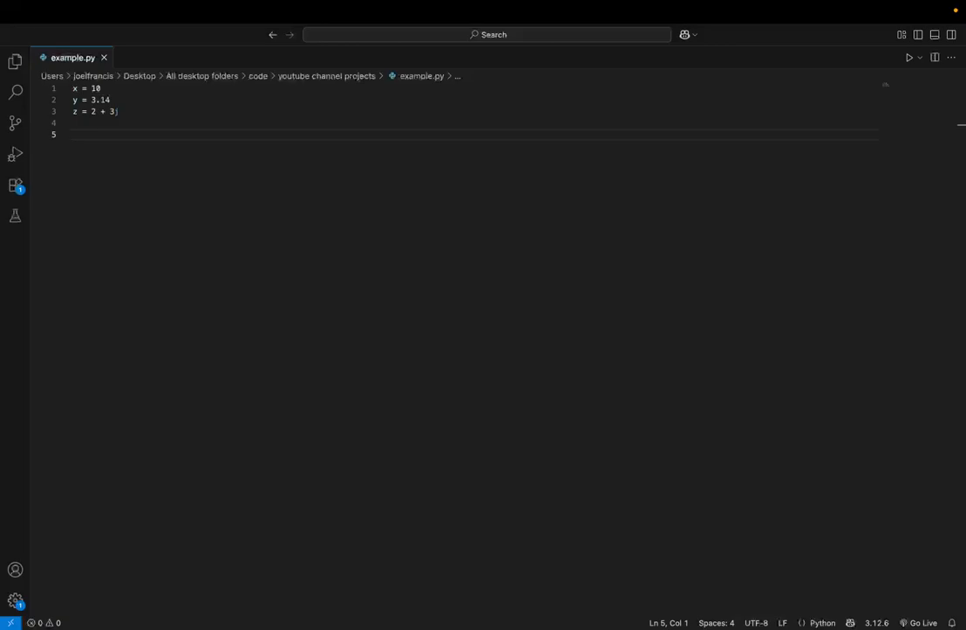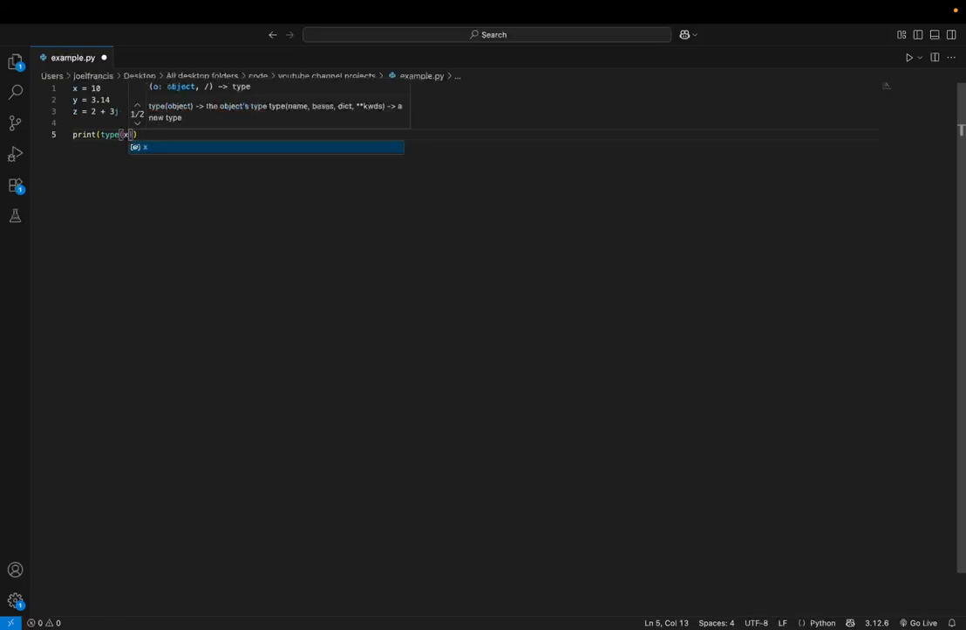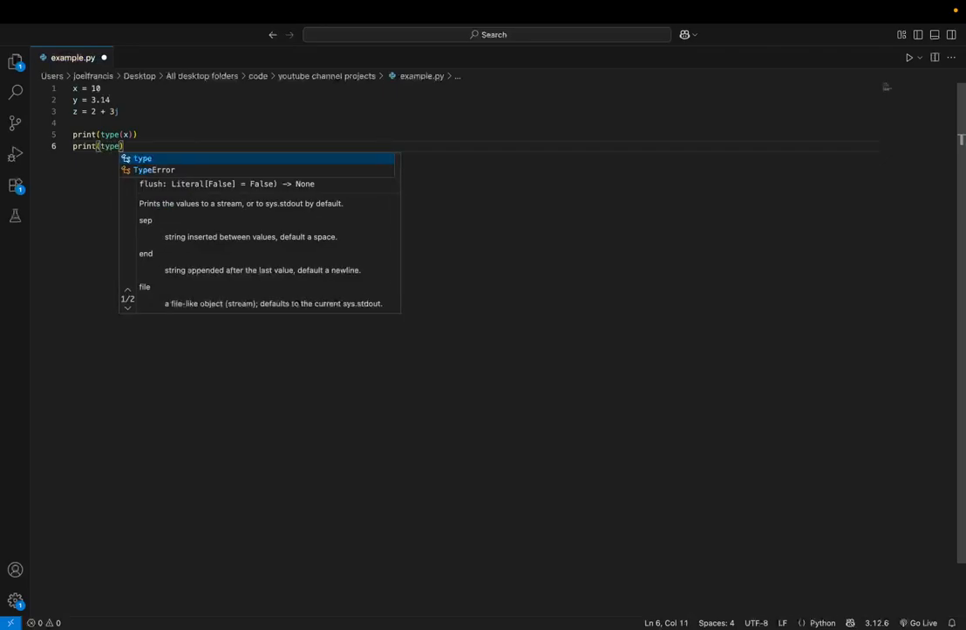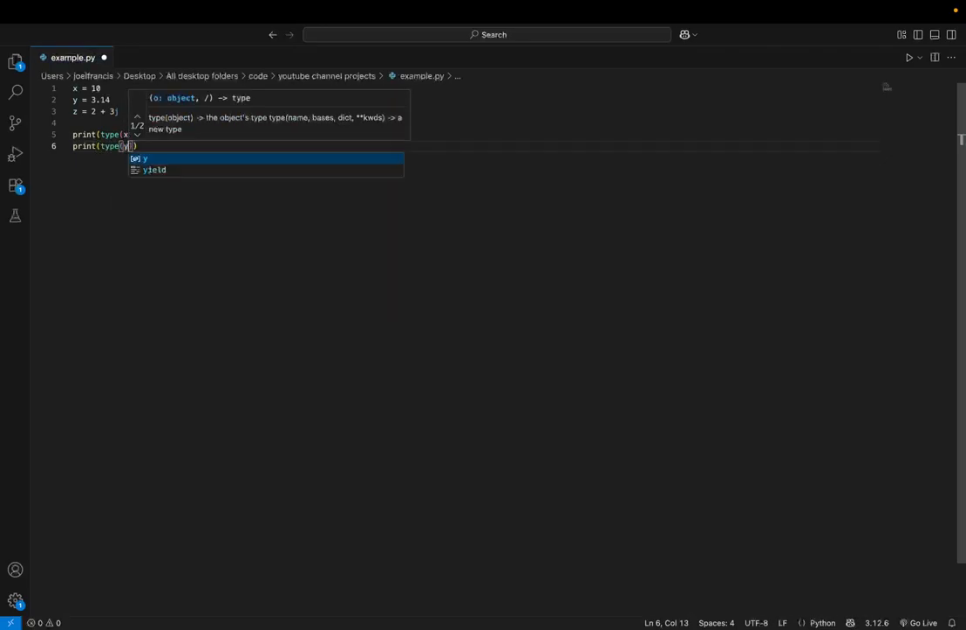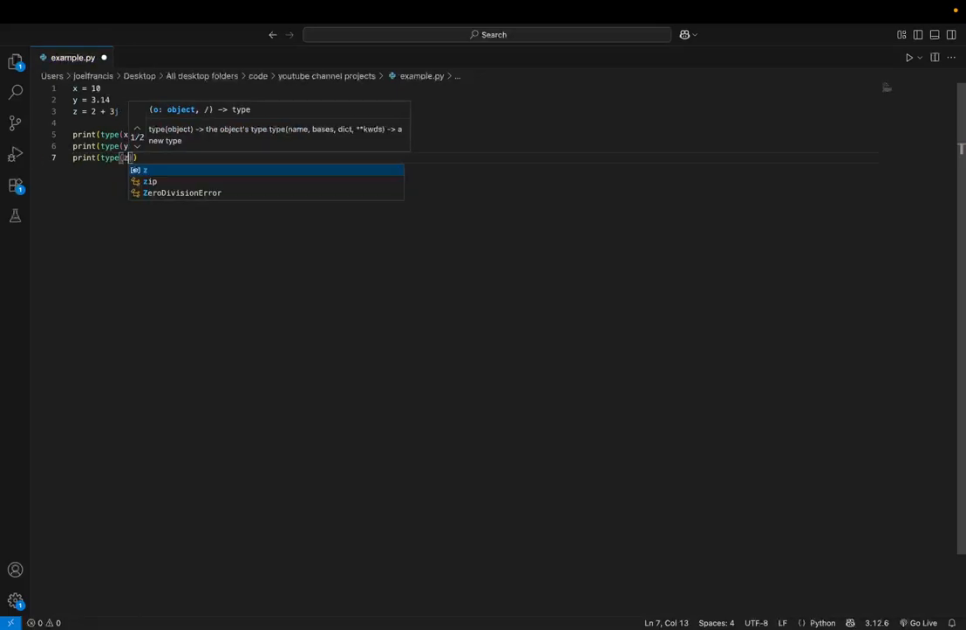We can use print statements with the type function inside to show the type of the variables we just made. We'll do print type x, print type y, and print type z.